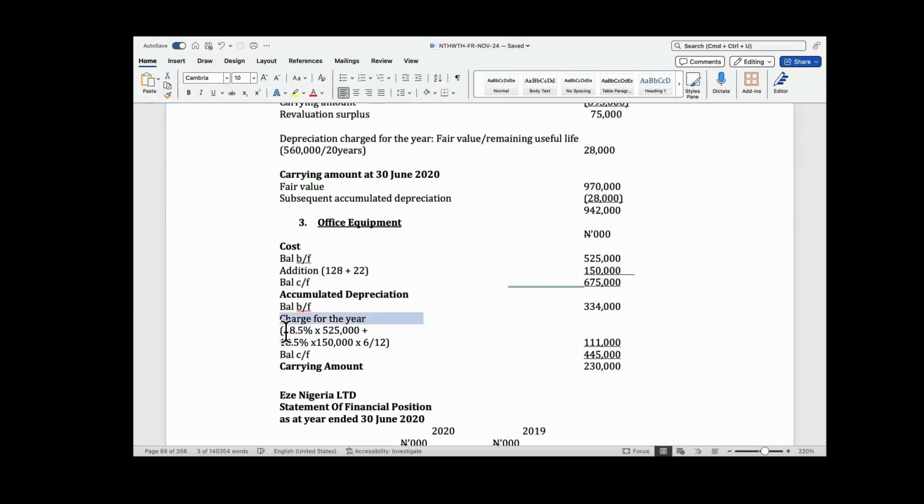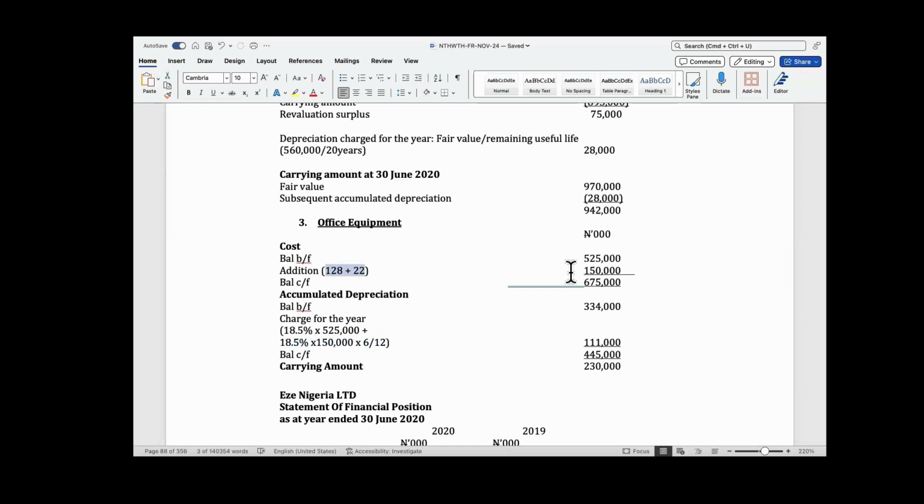So I did 18.5% of this one, 525. Then 18.5% times 150 times 6 over 12. The reason for that is that these 128 and 22, they were brought in during the year. So I cannot charge full year depreciation.